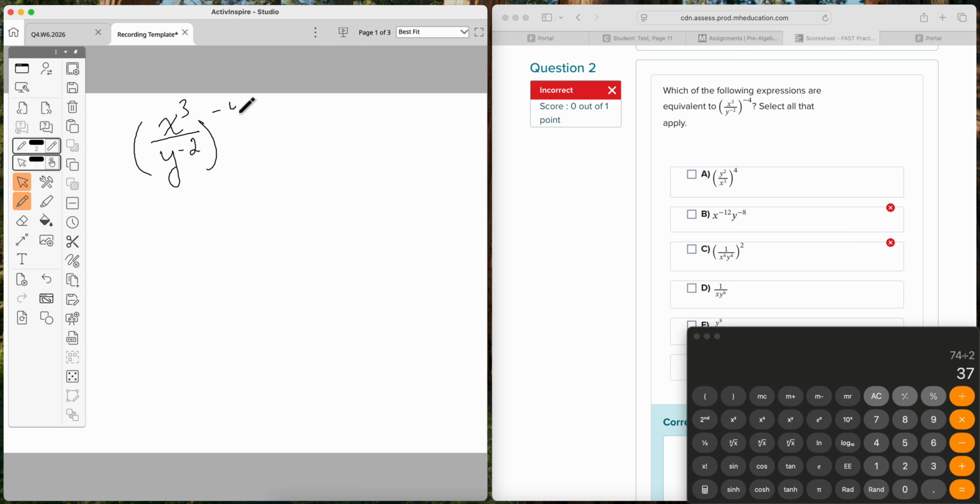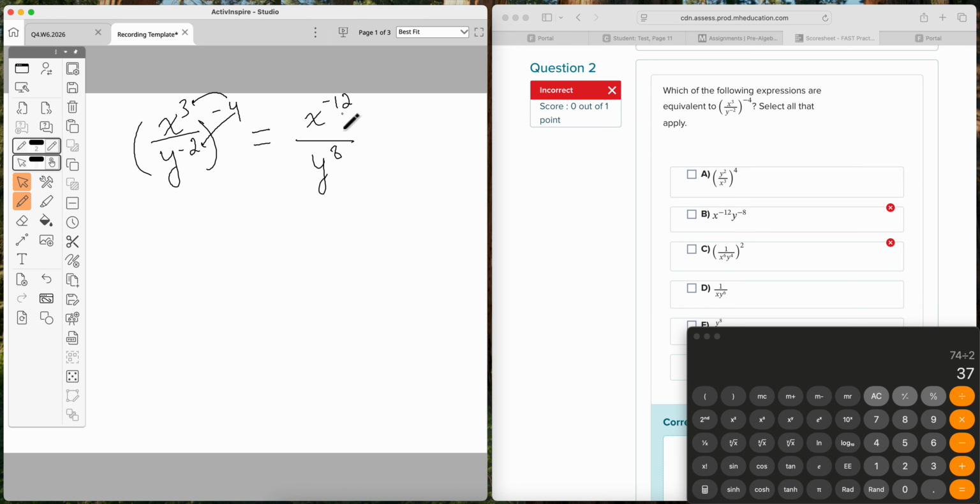But I'd start with the thing they're asking us about. So when you have an exponent outside parentheses, it distributes and it multiplies. So this would turn into x to the power of negative 12, because negative 4 times 3 is negative 12, and then negative 4 times negative 2 will give me positive 8 for the y.